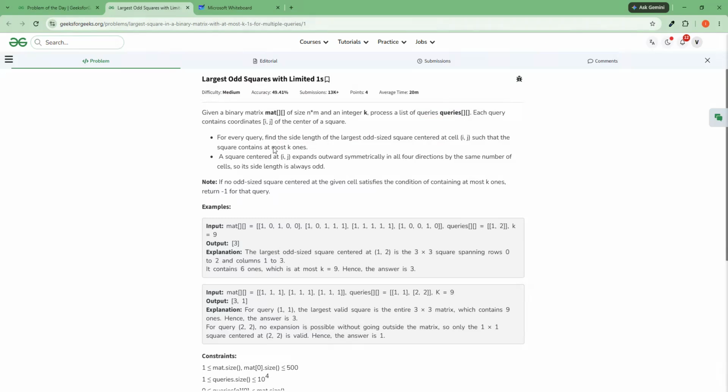Hello everyone. So today we are going to solve this problem from 11th of August. This GeeksforGeeks problem of the day, that is largest odd squares with limited ones.